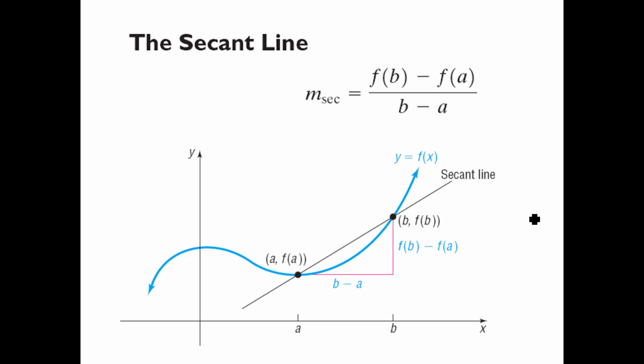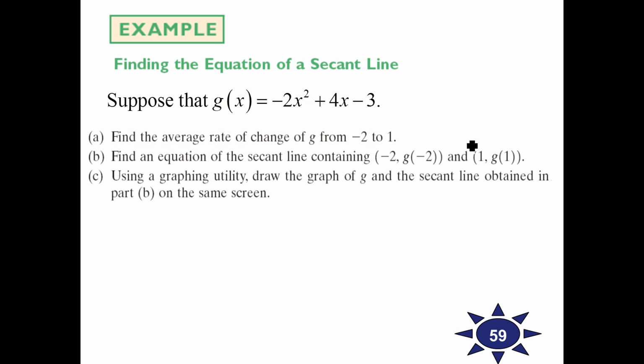So, we have the rate of change is the slope of this line. The line itself is called the secant line. So, we can calculate that for any equation. So, we're going to do this from the points negative 2 to 1 for this function, negative 2x squared plus 4x minus 3. So, let's start by finding the average rate of change.